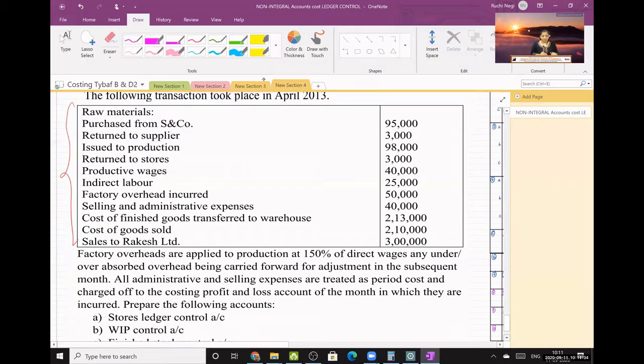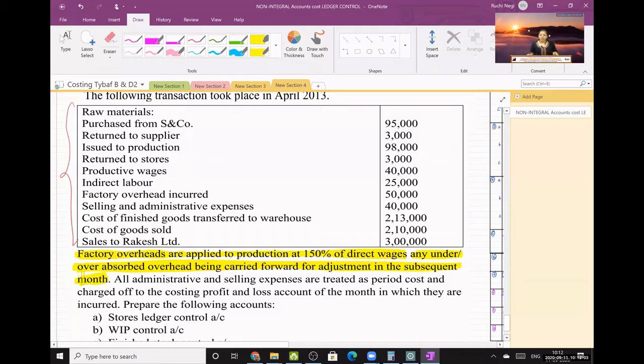Factory overheads are applied to production at the rate of 150% of direct wages. See this line: factory overheads applied to production 150% of direct wages. Not indirect, only direct wages. Any under or over absorbed overheads being carried forward for adjustment in the subsequent month.